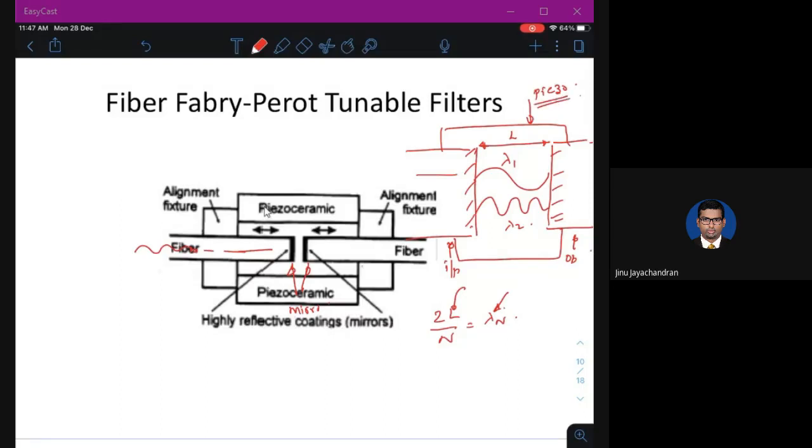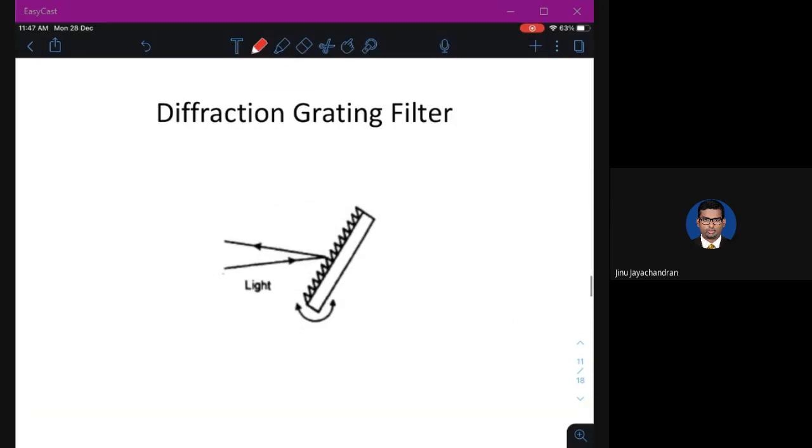By applying some mechanical stress on this piezo ceramic material, you can create a change in length or change in distance between the two mirrors of the fiber, which will change the wavelength which produces a standing wave in between these two mirrors. And this can be extracted out to this fiber to get the output signal. This is the Fabry-Perot tunable filter. Next is diffraction grating.